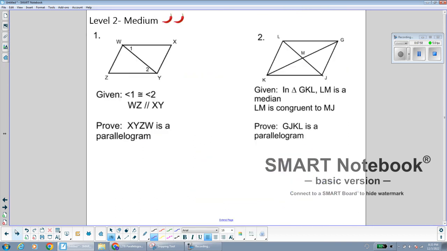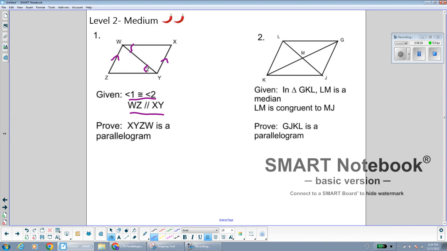Okay, moving along. So let's take a look at the next proof example. So we know that angle 1 is congruent to angle 2, and we know that WZ is parallel to XY. We need to prove that XYZW is a parallelogram. Take a second to pause the video if you need some time to think about it.